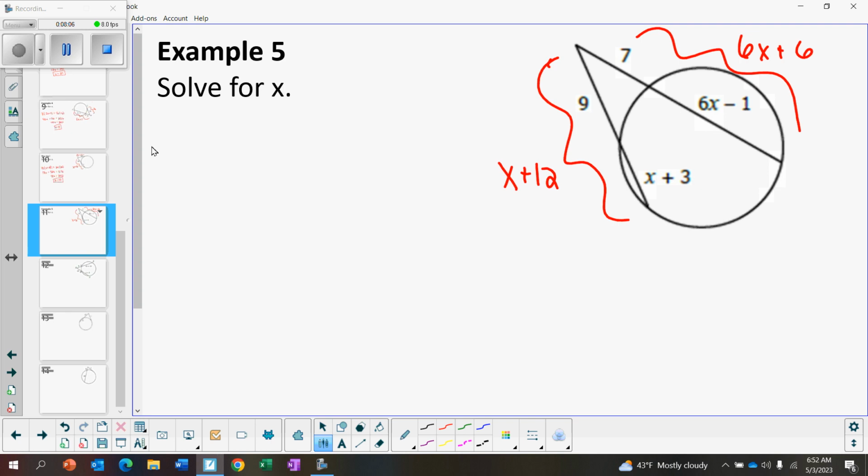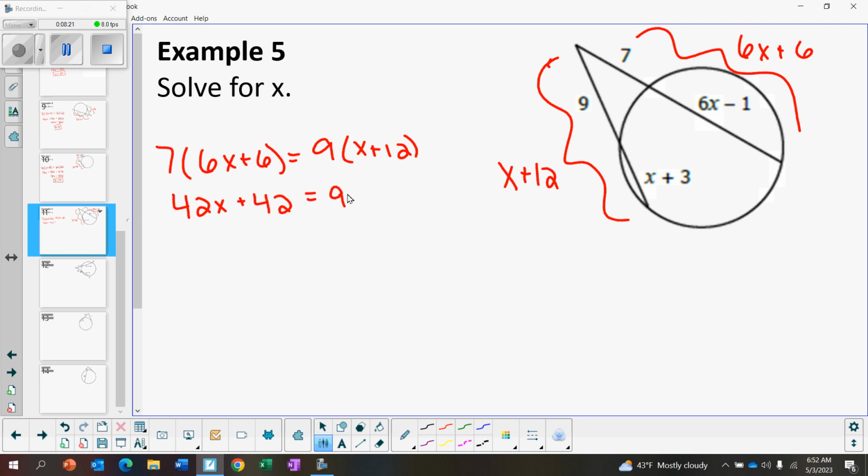So outside is 7 times whole thing is 6x plus 6 equals outside is 9 times whole thing is x plus 12. So now we're going to distribute twice. I'm going to subtract 9x from this side. I'm going to subtract 42 from this side. Divide by 33, we get x is 2.